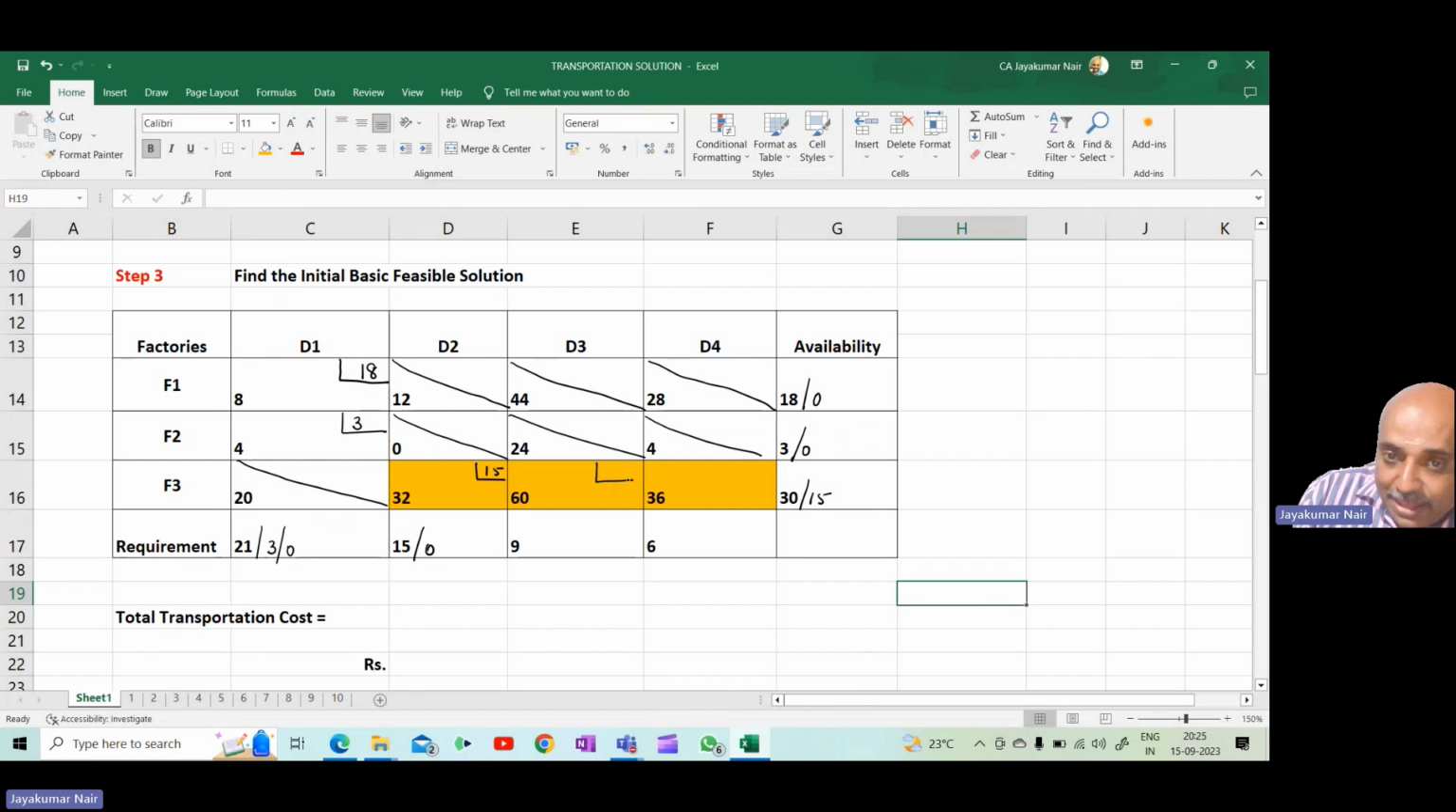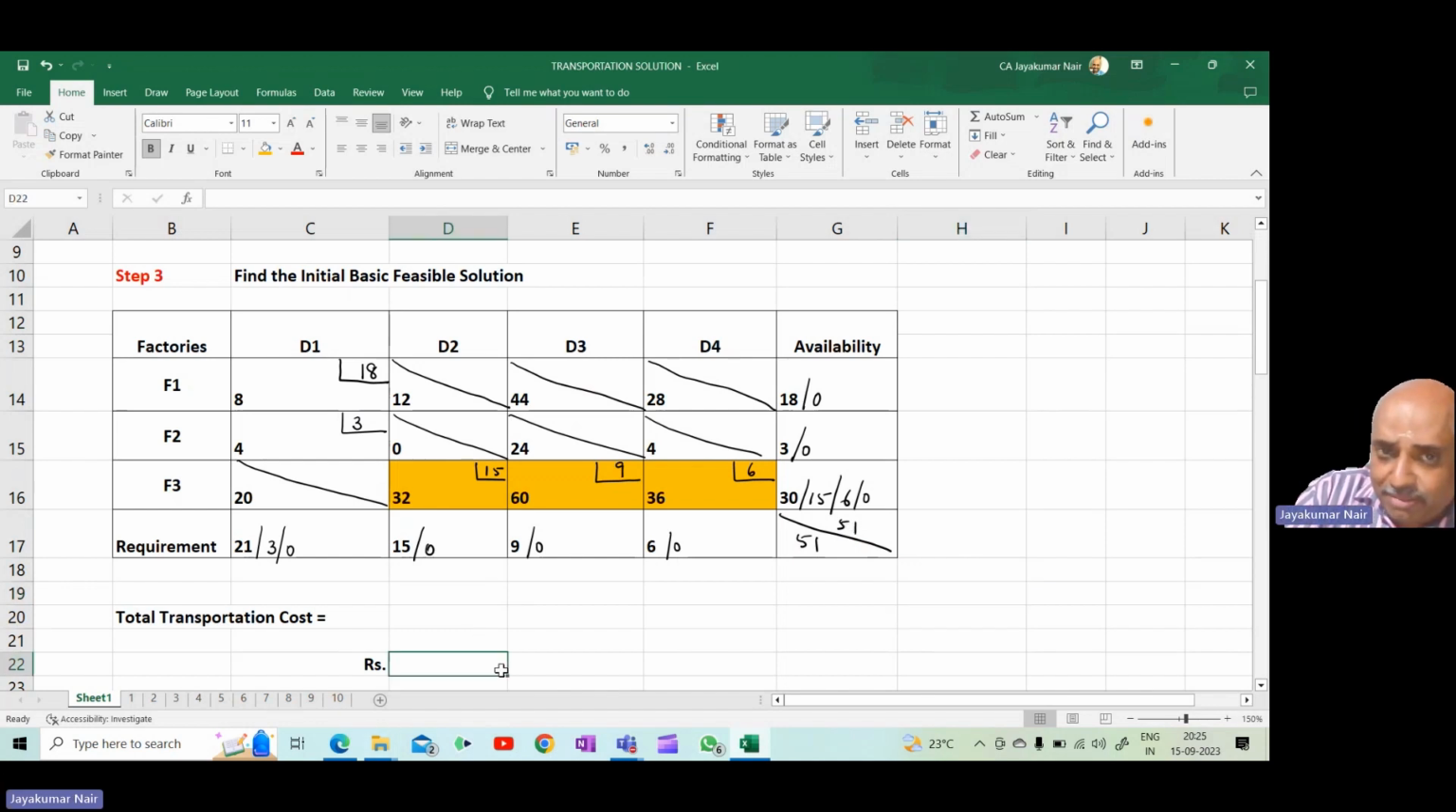Similarly, here I will make the allocation. This is 9 and 15. Which is lower? 9 is lower. So this becomes 0 and this becomes 6. And the last allocation, you will make it here, 6 units. So this will become 0 and this will become 0. So this is your allocation for the balanced data.